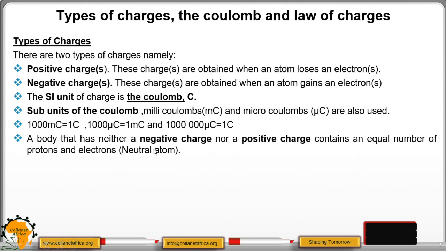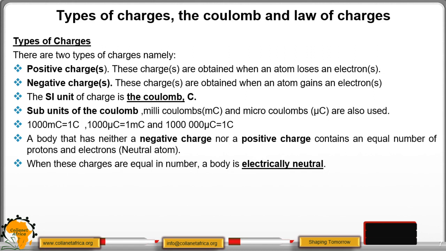So when a body has an equal number of positive charges and negative charges, then that body is said to be neutral. In other words, if a body has an equal number of protons, which are positively charged, and electrons, which are negatively charged, then that body is electrically neutral.